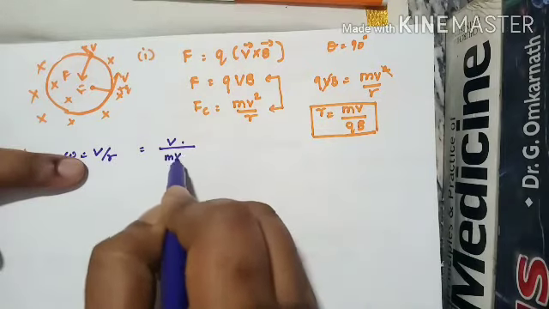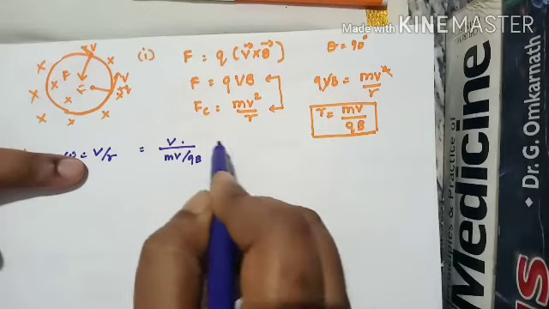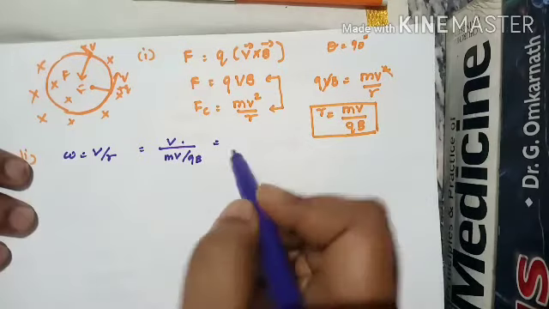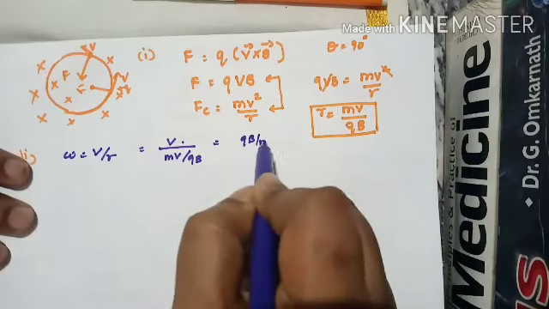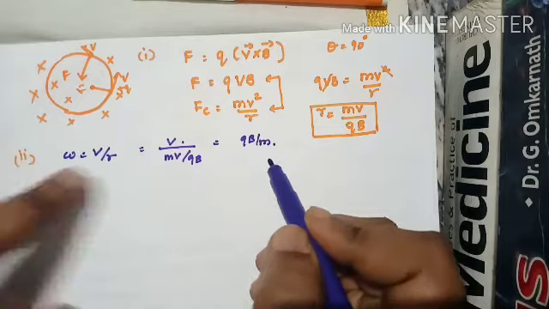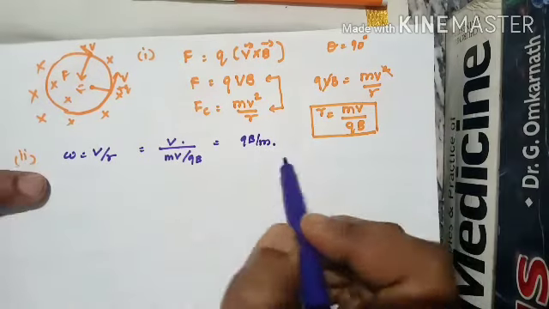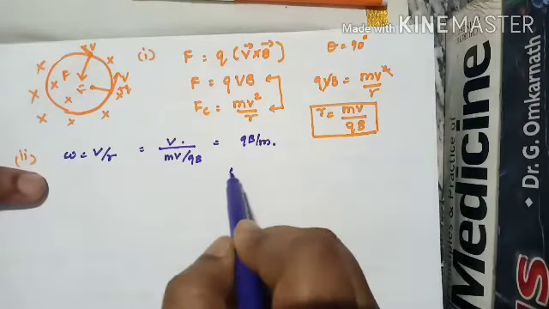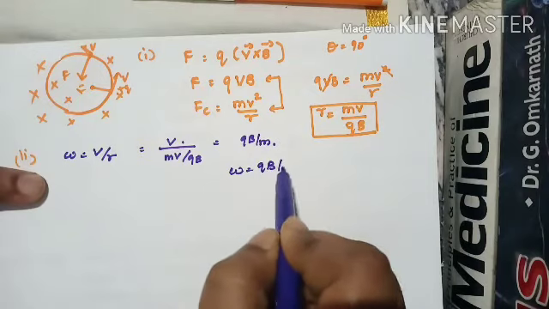I am writing mv by qb. So qb goes up and I can cancel off v, so it becomes qb by m. So omega is equal to qb by m. That is the expression for angular velocity. That is, omega is equal to qb by m.